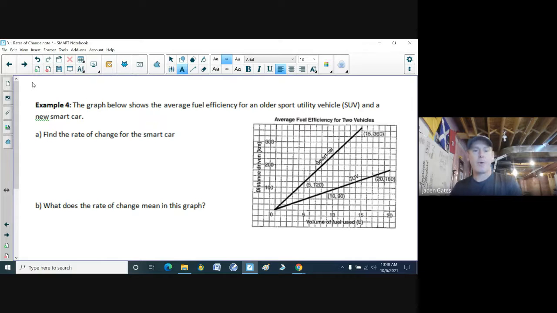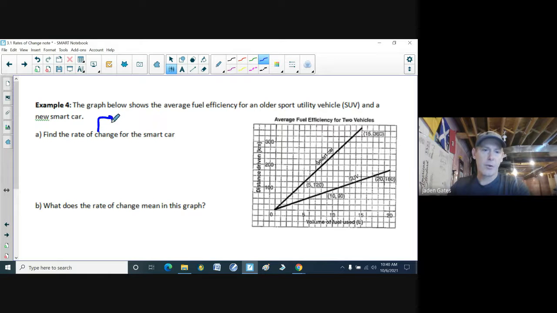So for example, 4 here. The graph shows the average fuel efficiency for an older sport utility vehicle, SUV, my favorite, and a new smart car, not for me. Find the rate of change for the smart car. When you see this and you have a graph, finding the rate of change is a nice way of saying find the slope, but with units. So that's what that means, with units. Find the slope with units.